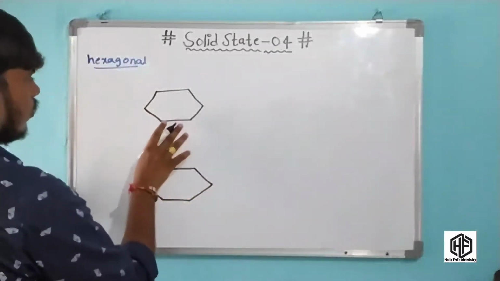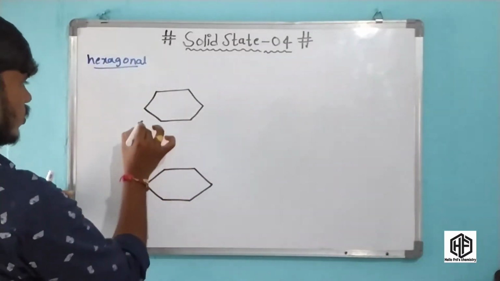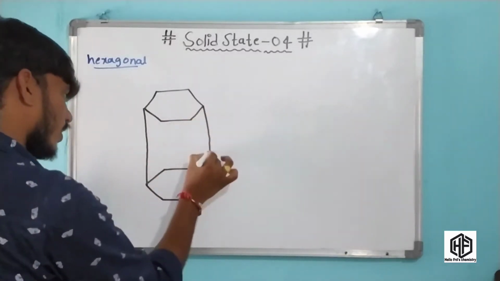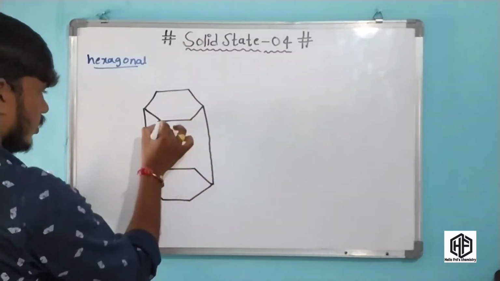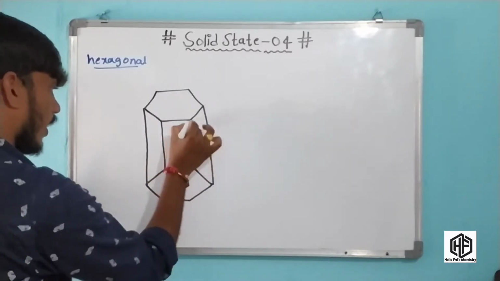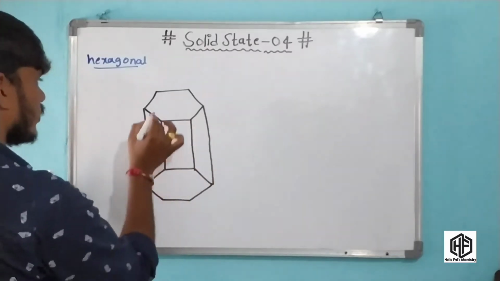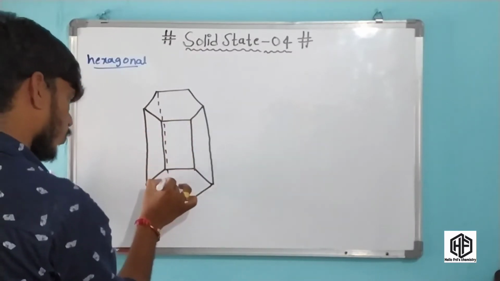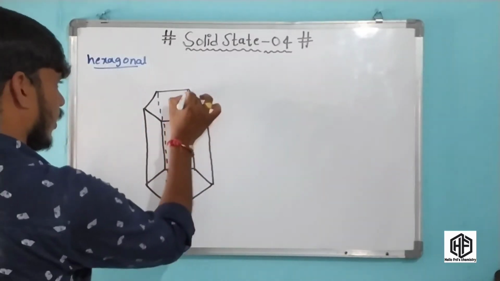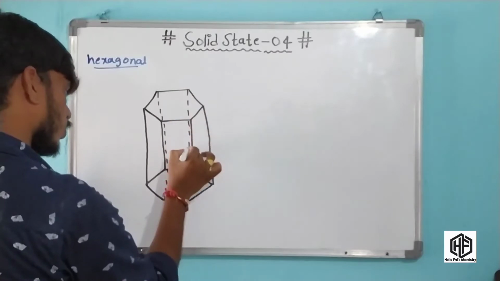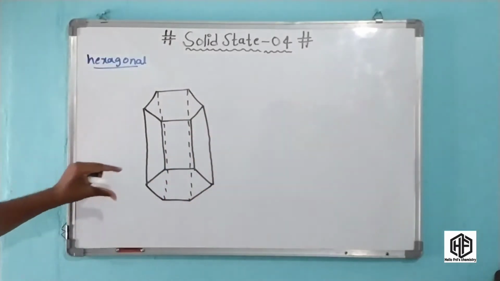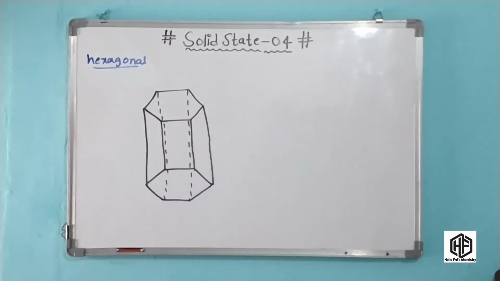Okay friends, this is one hexagonal and this is another hexagonal. These two are added, and these two are added, and these two are added. And these two points are added, and these two points are added. Okay friends, this is the representation of the hexagonal unit cell.